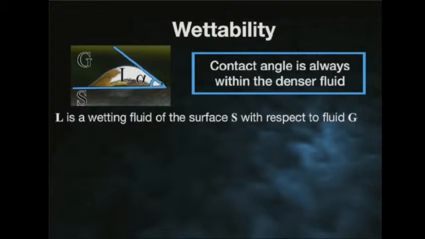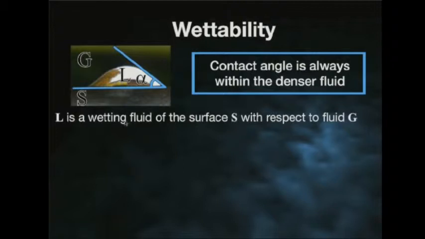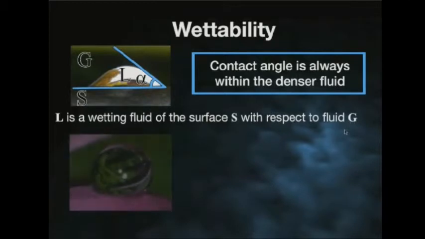By definition, contact angle is always measured within the denser fluid. So we're taking a look at this. Contact angle is within the denser fluid. And there's a sentence that you have to keep in mind: L is a wetting fluid of the surface S with respect to fluid G. That's how we understand it. It's a sentence that connects the three materials. L is a wetting fluid of the surface S with respect to fluid G.